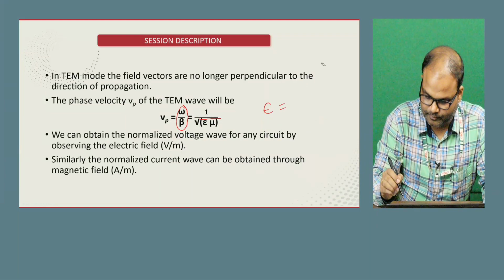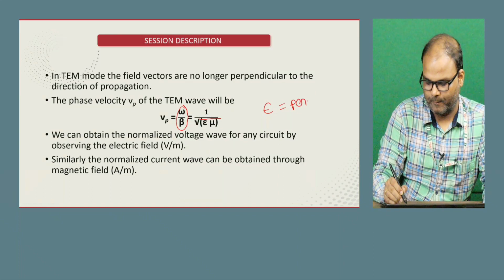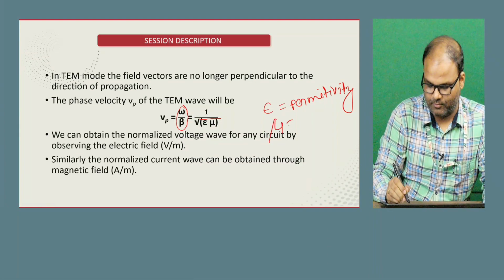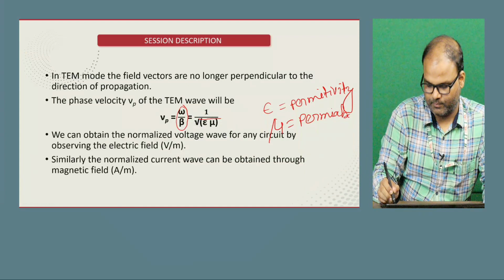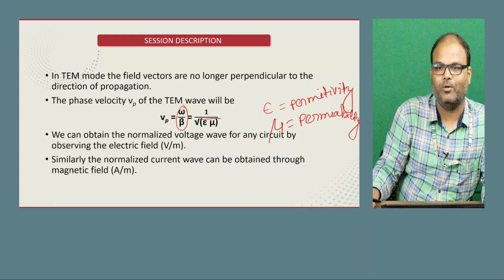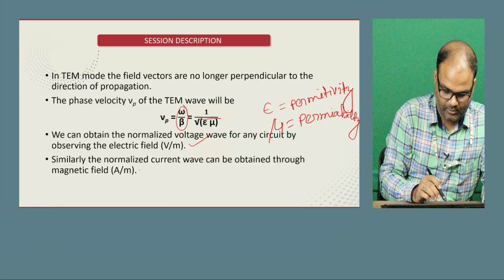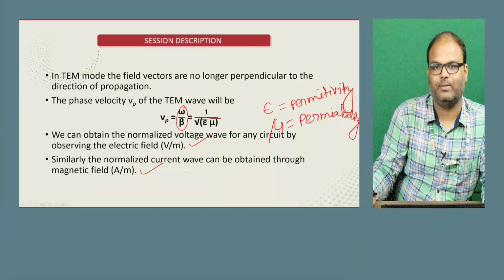Epsilon is equal to permittivity and mu is equal to permeability. And here the normalized wave voltage is the electric field in volt per meter, and the current is the magnetic field in ampere per meter. We can think that.